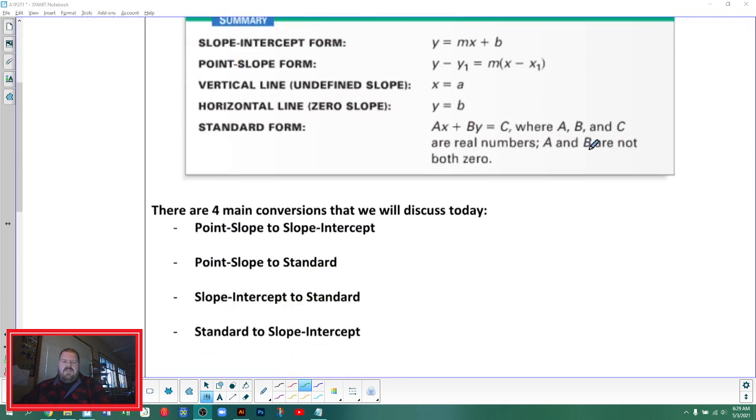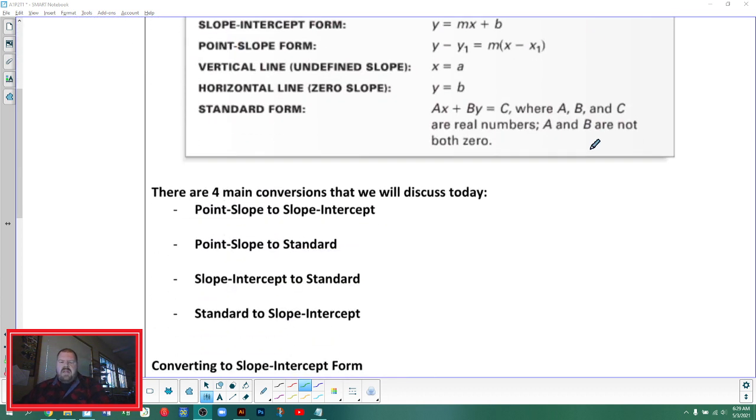So we're going to talk about four main conversions today. We're going to go from point slope to slope intercept. We kind of talked about that yesterday, so that'll just be a quick movement there. Point slope to standard form, and then slope intercept to standard form, and standard form to slope intercept.